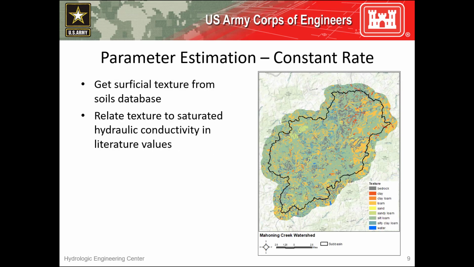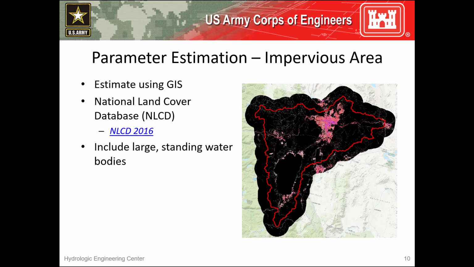Similarly, the constant rate can be estimated by first extracting superficial textures from the soils database and relating them to published saturated hydraulic conductivity values for the predominant soils. Again, in this image, over half of the subbasin of interest is covered by silt loam. So, a decent place to start would be to use an estimate of saturated hydraulic conductivity for silt loam and begin calibrating from there. For impervious area, go ahead and estimate using a GIS source like the National Land Cover Database. I discussed this before in the initial and constant video. But again, be sure to include large standing water bodies in these estimates, as rain falling directly onto a large lake or reservoir should not be subject to infiltration.